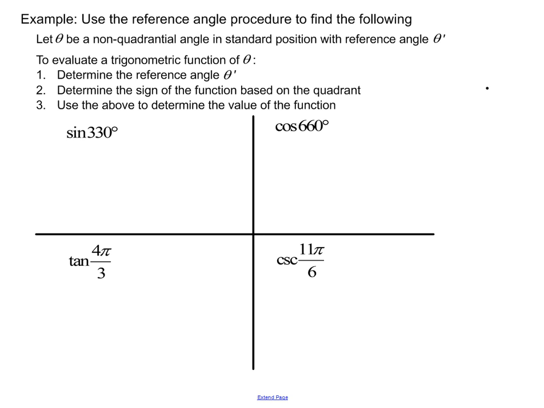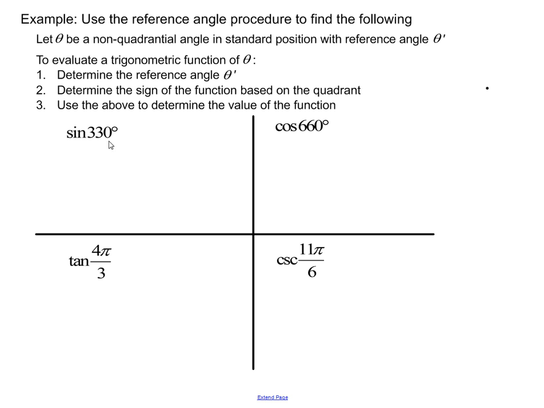Okay, so let's go through one last set of examples to show you what all of this stuff is that we're going to do, that we put it together. Let's put together what we've just learned. Let's say we're interested in finding something like the sine of 330 degrees. What do we do? Well, we're going to use our reference angle. We're going to determine the sign of the function based on the quadrant, and then we're going to use these items to help us determine the value of the function.